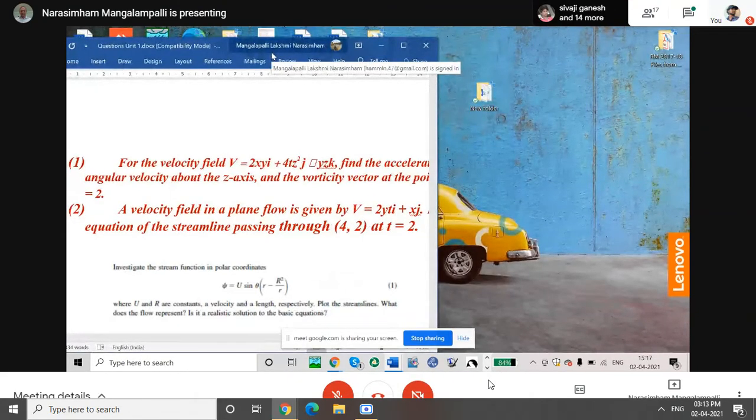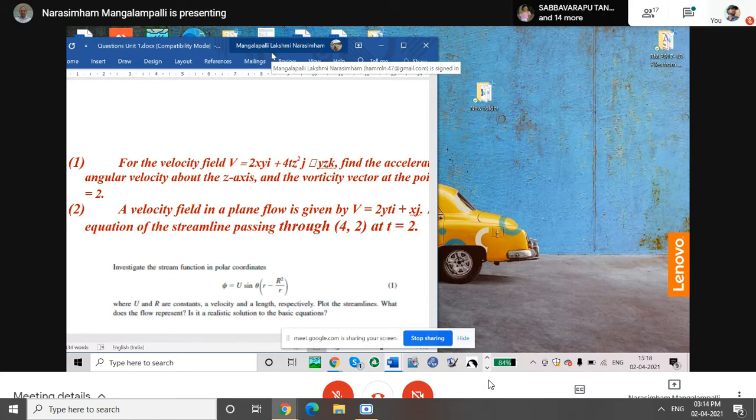What is the meaning of V given by 2xy i plus 4tz squared j plus yz k? What does it mean? That ijk indicates the direction vectors. That means the x component of velocity is associated with whatever is given along with i. So i indicates the direction vector in the x direction. Similarly, j indicates the y direction and k indicates the z direction. So it is the velocity field.